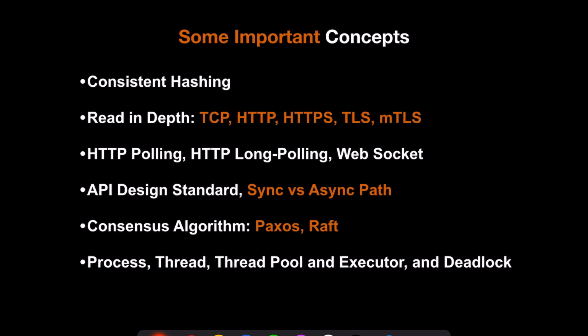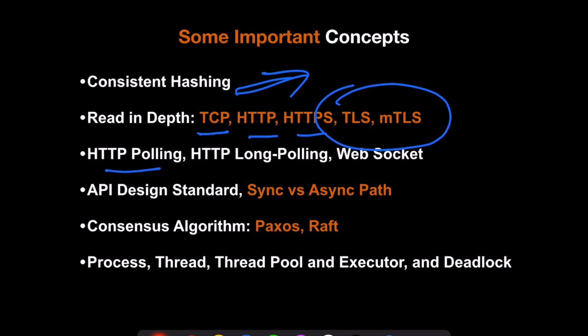There are some other important concepts also. Consistent hashing is a very popular mechanism where we have multiple servers or nodes in a distributed manner, and servers are coming up and going down frequently. We also need to understand some topics in depth like TCP, HTTP versus HTTPS. We also need to understand TLS and mTLS for securing our HTTP connections. We also need to read about different topics like HTTP polling versus HTTP long polling versus WebSocket.